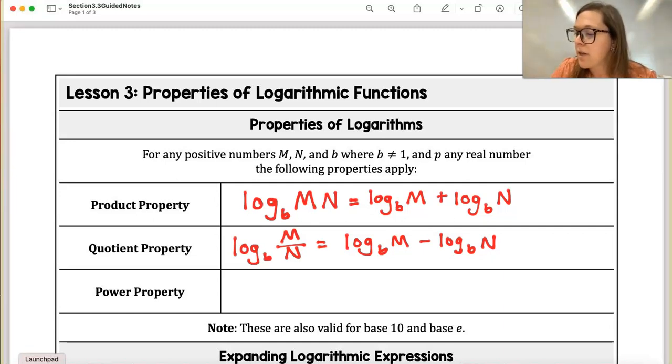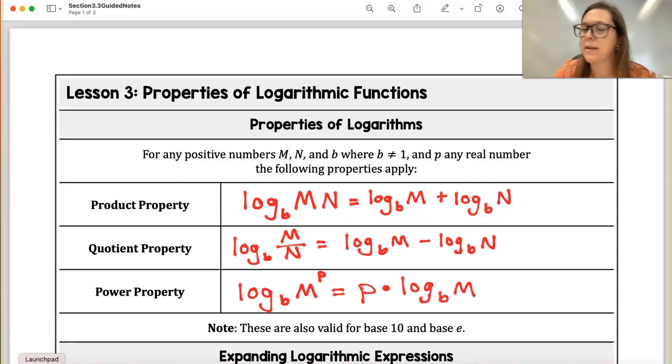And then the third property that we have is what we call the power property. So if I had log base b of m to some exponent p, what this property says is we can take that exponent of p and put it out in front as a coefficient of the log: p times log base b of m.